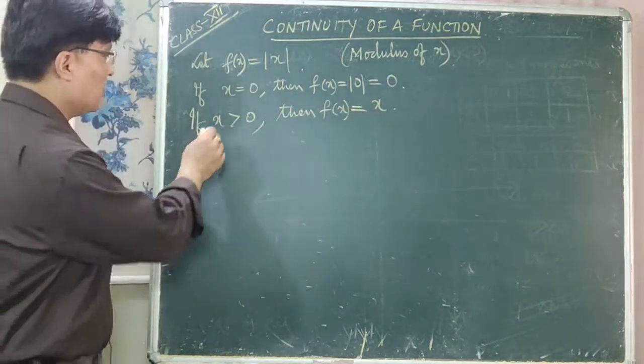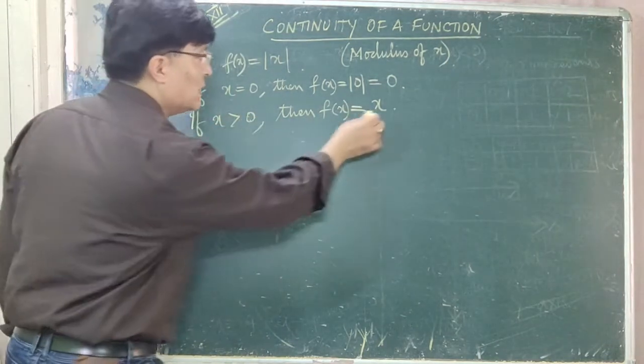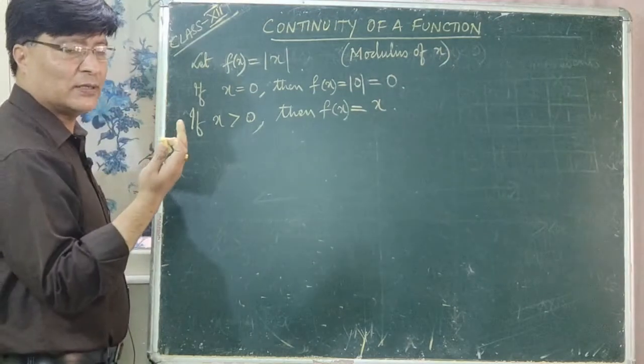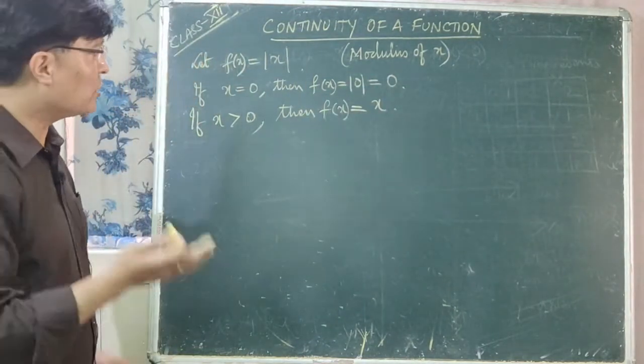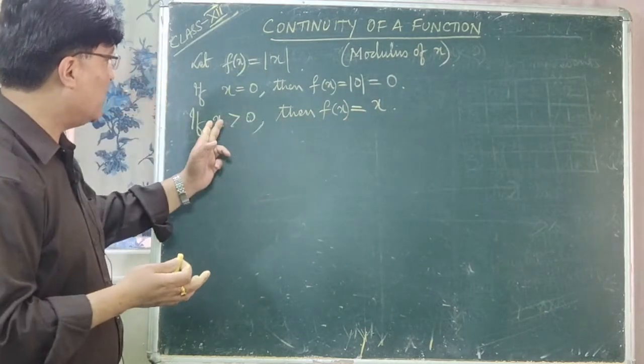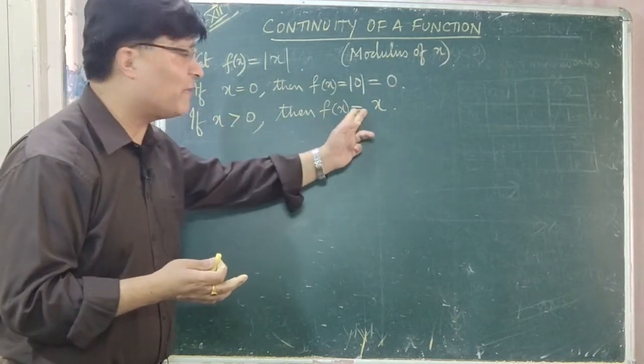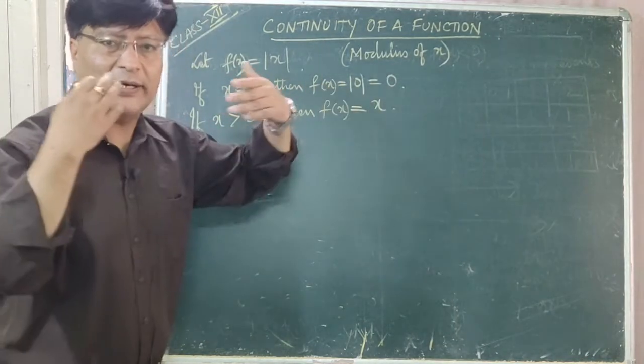When x is greater than 0, the value of x is positive. So if x is positive, there is no need of putting this mod sign. So you just write only x. So if x is greater than 0, then f of x is equal to x because x is already positive.